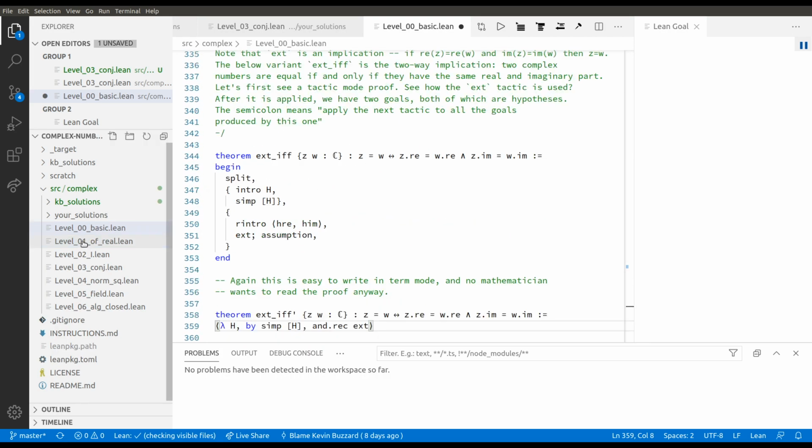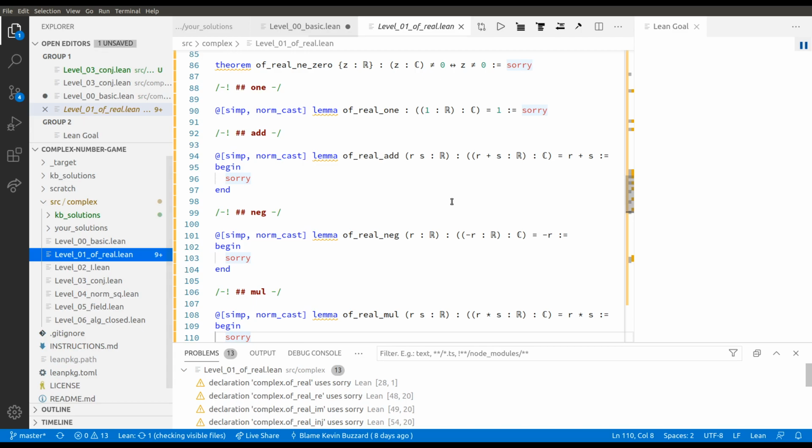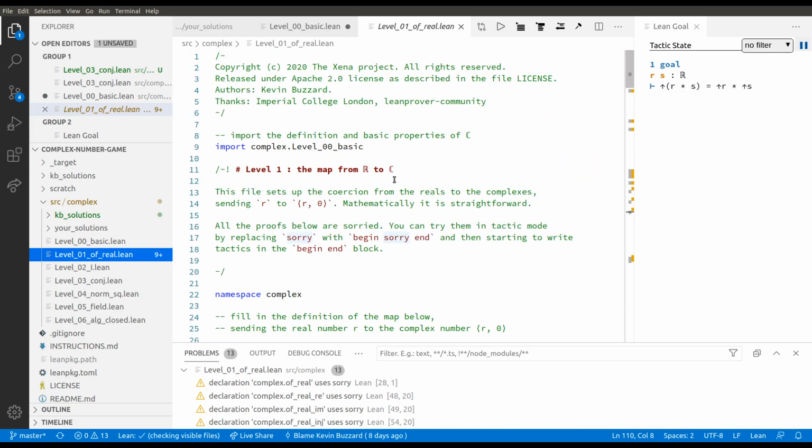So that was where we ended up last time. And today I'm going to start here, talking about the map from the reals to the complexes. So I rearranged things. I thought we were going to do the square root of -1, but the square root of -1 is too difficult for us yet.